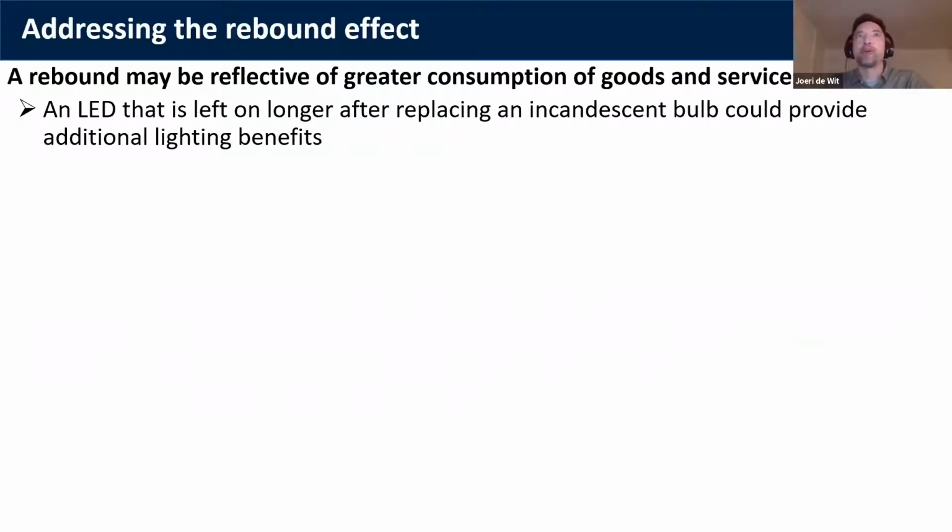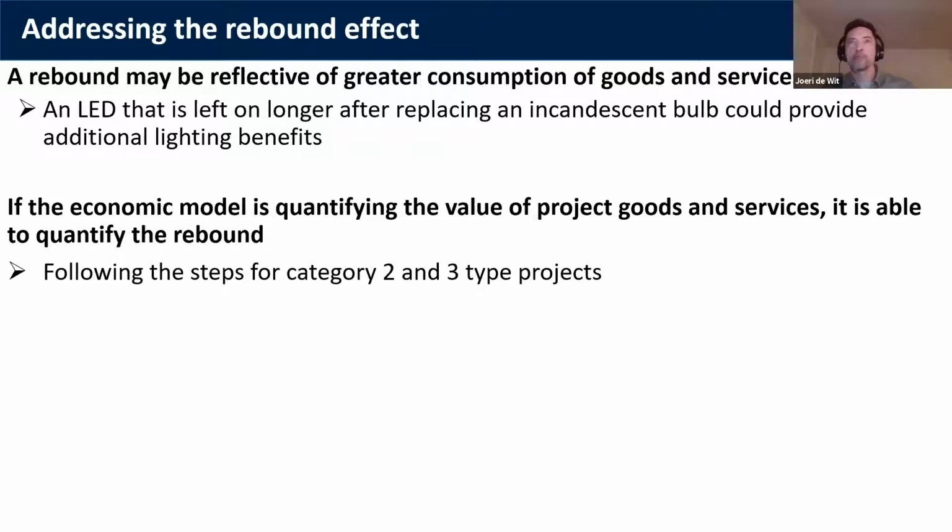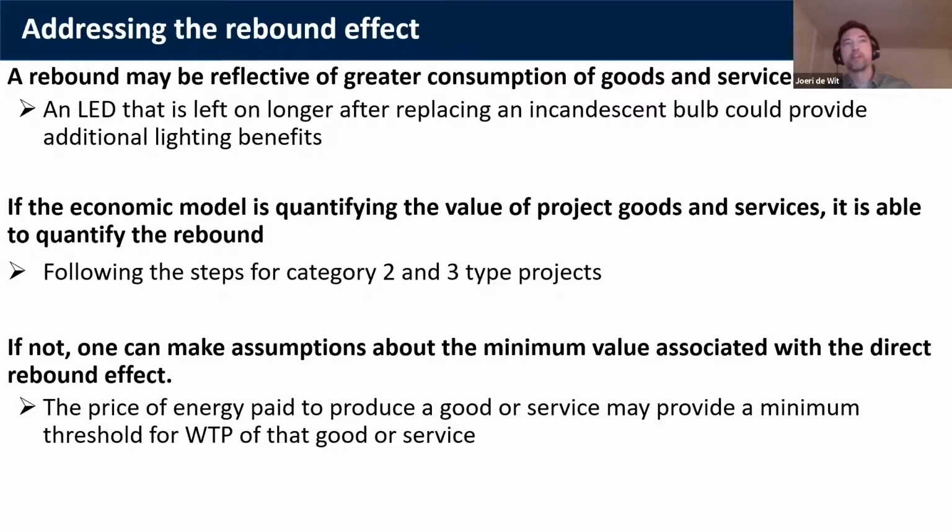So what about the rebound effect? Well, as Philippe mentioned, a rebound could be reflective of greater consumption of goods or services. For example, an LED that is left on longer after replacing an incandescent bulb could provide additional lighting benefits. If the economic model is quantifying the value of project goods and services, it's able to quantify the rebound simply by following the same steps. If not, though, one can make assumptions about the minimum value associated with the direct rebound. And the price of energy paid to produce a good or service may provide a minimum threshold for willingness to pay for that service, for example, the energy cost for keeping the light bulb on.